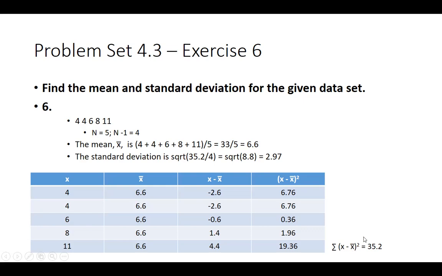The standard deviation is the sum of squares over n minus 1, and then take the square root. So we have the square root of 35.2 divided by 4, which is the square root of 8.8, which is 2.97. So the mean was 6.6, the standard deviation, 2.97.